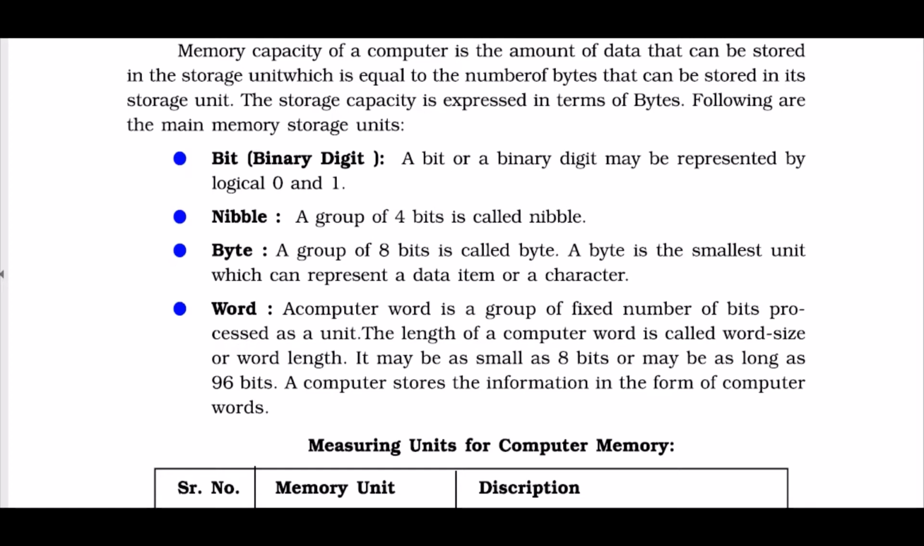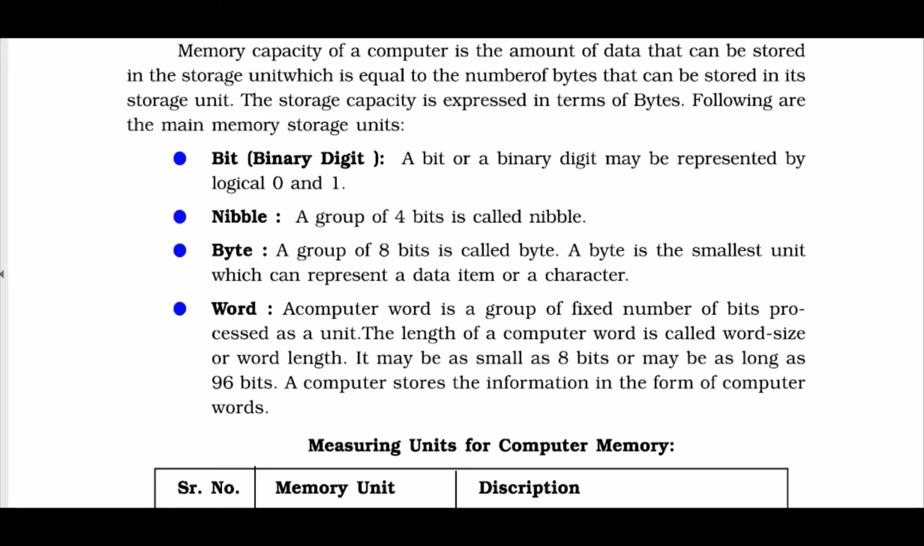Then nibble, a group of 4 bits. You have 4 bits together, that is called a nibble. Then byte, a group of 8 bits is called byte. Very important. When you download anything on your PC or on your phone, the data is in the form of bytes or megabytes. In this generation, you have normally heard about bytes, megabytes or gigabytes or terabytes. This is basically the smallest unit which can represent a data item or a character.